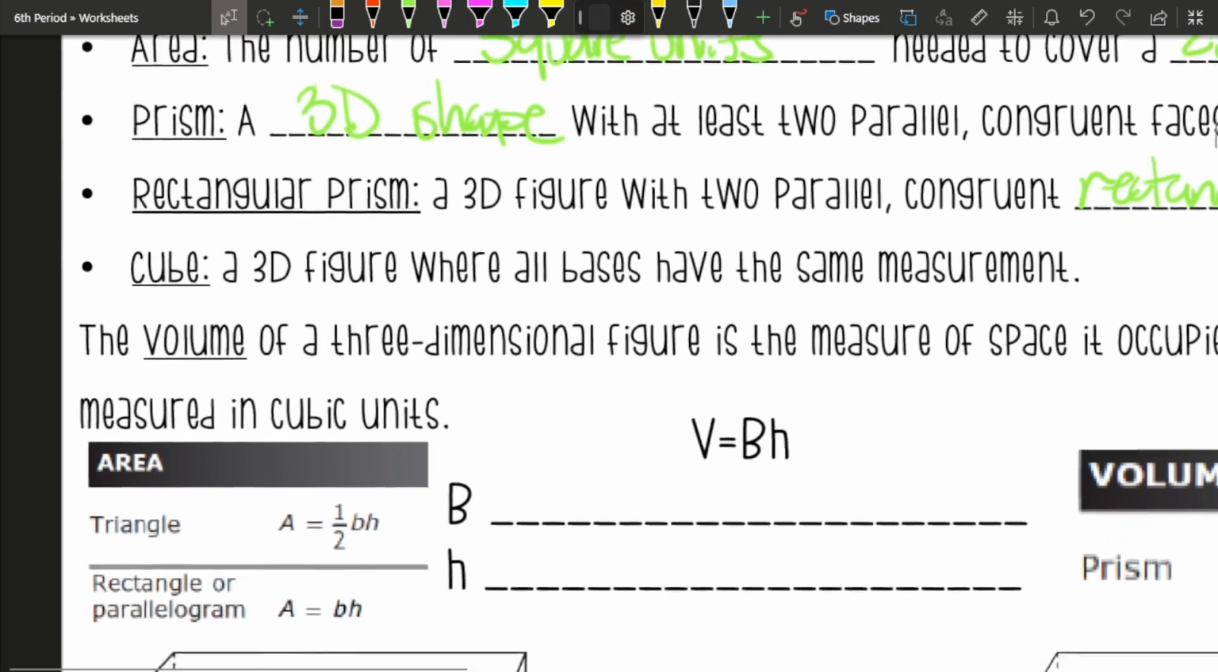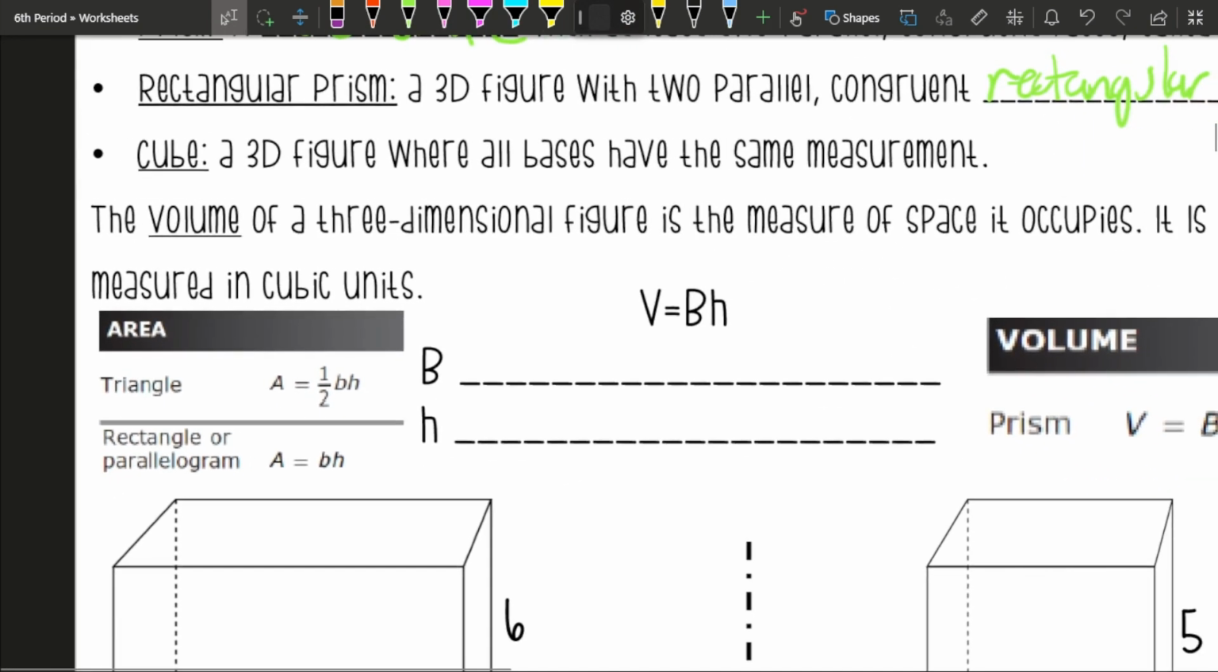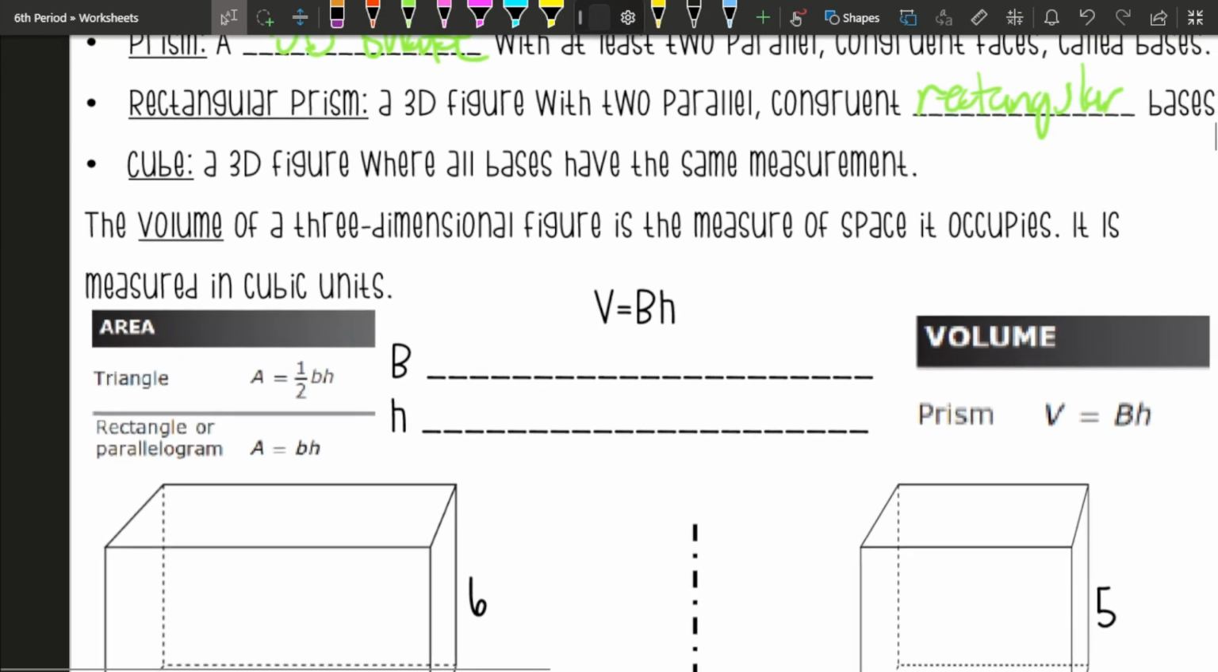Now, the volume of a 3D figure is the measure of the space that it occupies. For example, how many gallons of water can you put in a pool, right? How many fluid ounces can you put in a bottle of water? That's volume, okay? The volume is whatever you can put inside. Not the outside, not the area, but inside, okay?